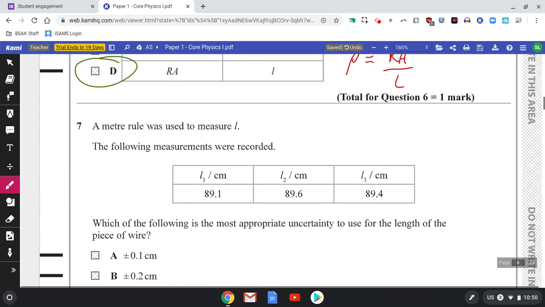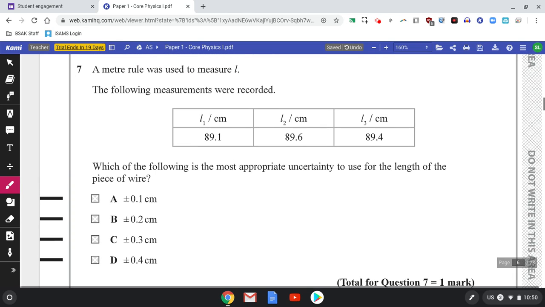Question 7. Fairly straightforward, that one. A meter rule was used to measure L, so it's the same practical, the resistivity practical. Well, obviously we know there's a fair few different ways of estimating the uncertainty in a measurement. You can have the resolution of the measuring device, but if you see repeat measurements, as we can see here, then it's range divided by 2, isn't it? It's range divided by 2 only if that gives you a bigger uncertainty than the resolution. So what's the range here?